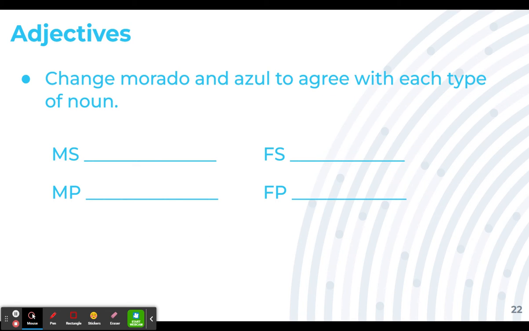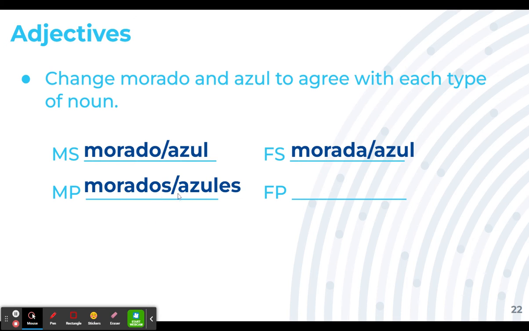So let's just practice a little. We're going to change morado and azul to agree with all 4 different types of nouns. So morado and azul, when talking about a masculine singular noun, will become morado or azul. For feminine singular, it'll be morada and azul. Notice azul doesn't end in an O, so it doesn't change here. Masculine plural, morados and azules. Azul ends in an L, so we're adding ES. And for feminine plural, moradas and azules.